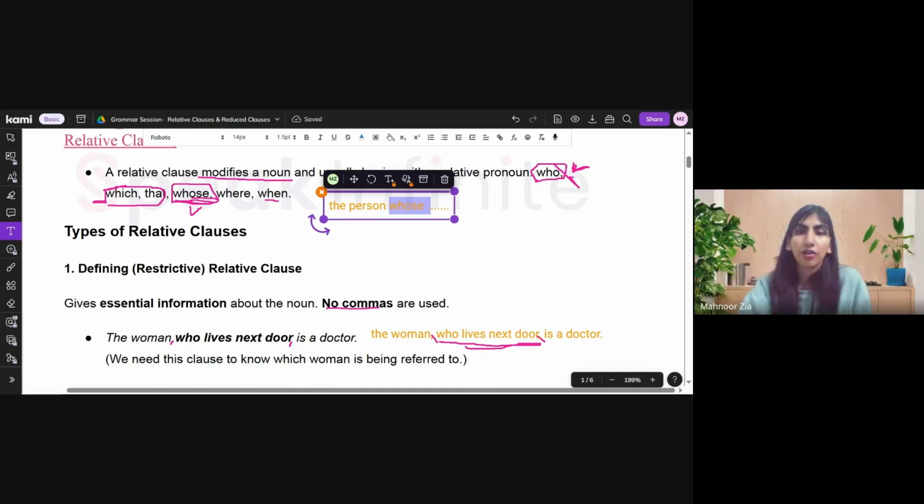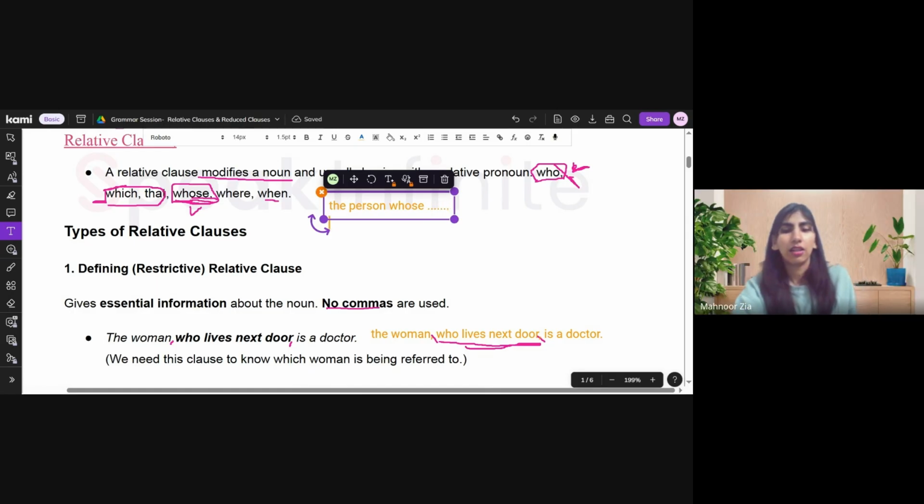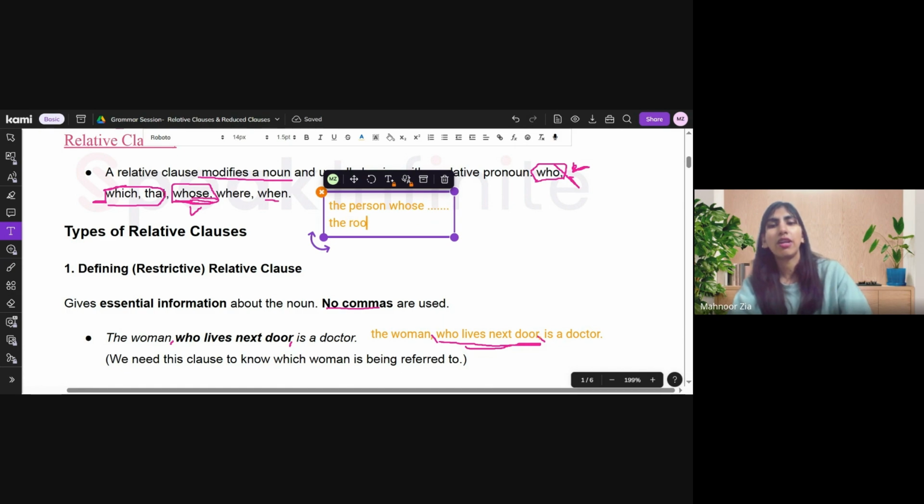So with the girl, with people, you would use whose. She's the girl whose brother lives abroad. Exactly. Okay. What relative clause would you use with the room?